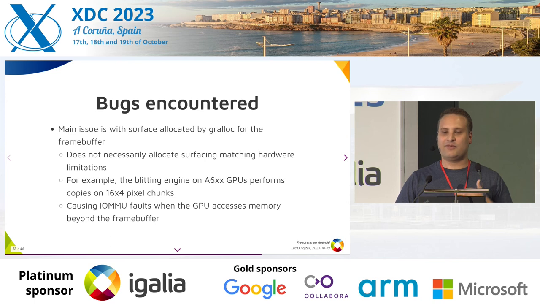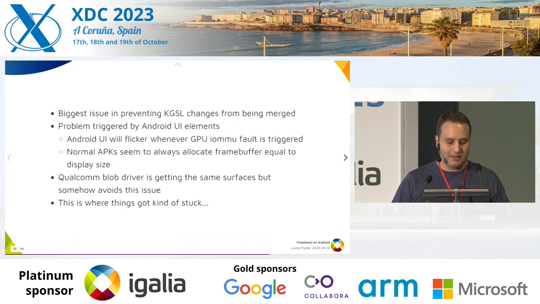Whenever something was rendering towards the bottom of the display, it would trigger an IOMMU fault. And a lot of the times that would stop the GPU from working or stall or cause flickering. So in my opinion, this is the biggest issue from actually making my work worth upstreaming. As it stands right now, if you try to use it, the Android UI will frequently cause this problem I'm talking about and start flickering.